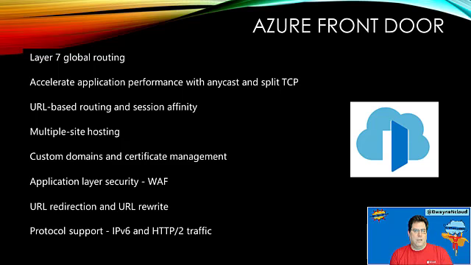So if you're utilizing a global application, an application gateway is more of a regional type service. You'd probably have to put multiple application gateways in place to perform the type of routing that an Azure Front Door could do.